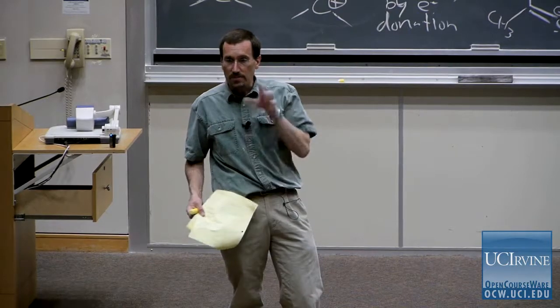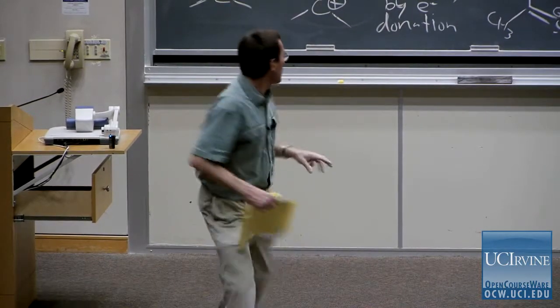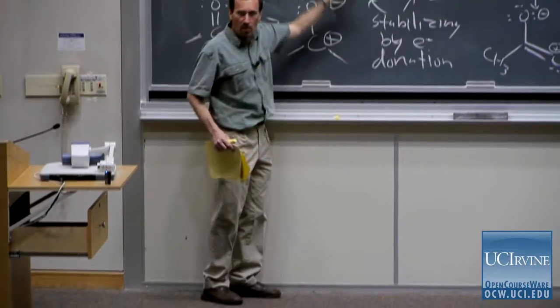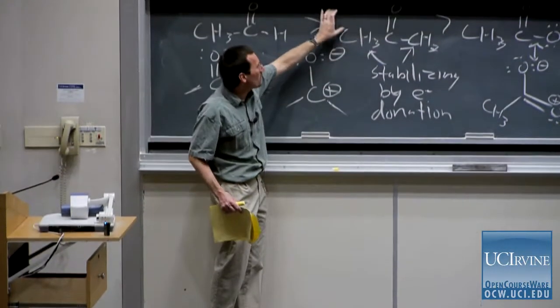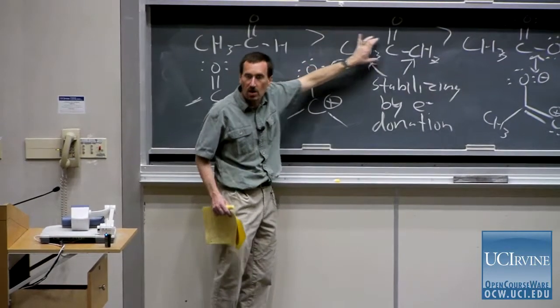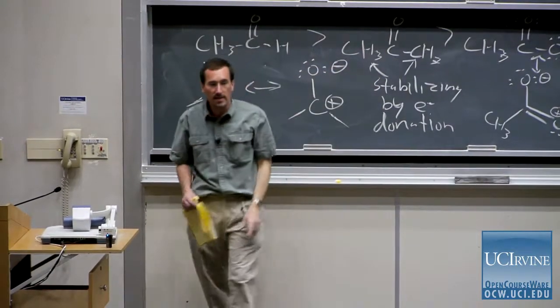It's that exact same thinking, although I wouldn't go so far as to write such a structure. So think of it as each of these CH bonds. Remember, the hydrogen is more electropositive than carbon, so each of these CH bonds puts more electron density on the carbon, which inductively donates it in.